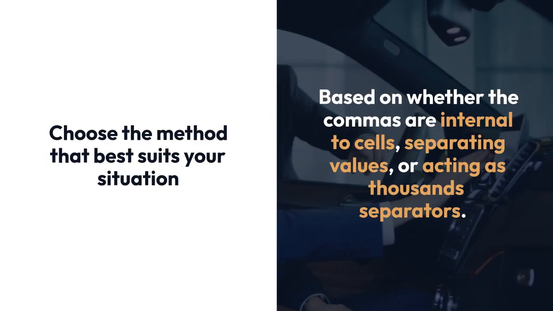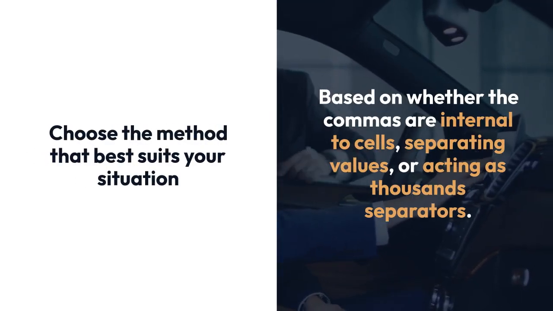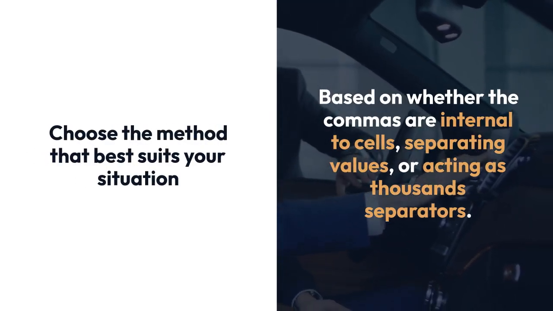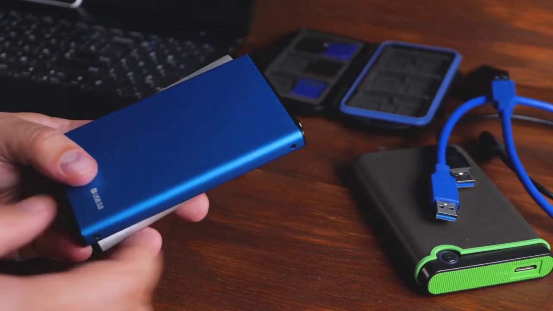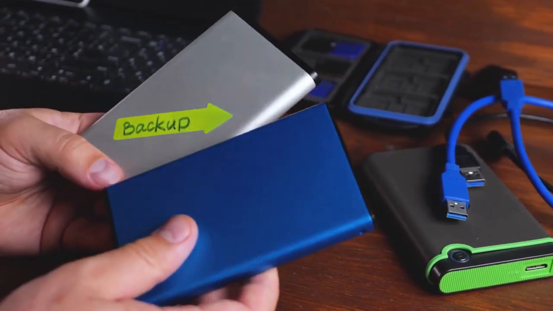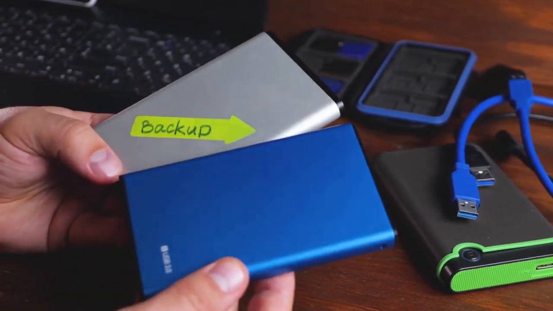Choose the method that best suits your situation based on whether the commas are internal to cells, separating values, or acting as thousands separators. Carefully consider the implications of each method and test it on a small sample of your data first to ensure it works as expected.